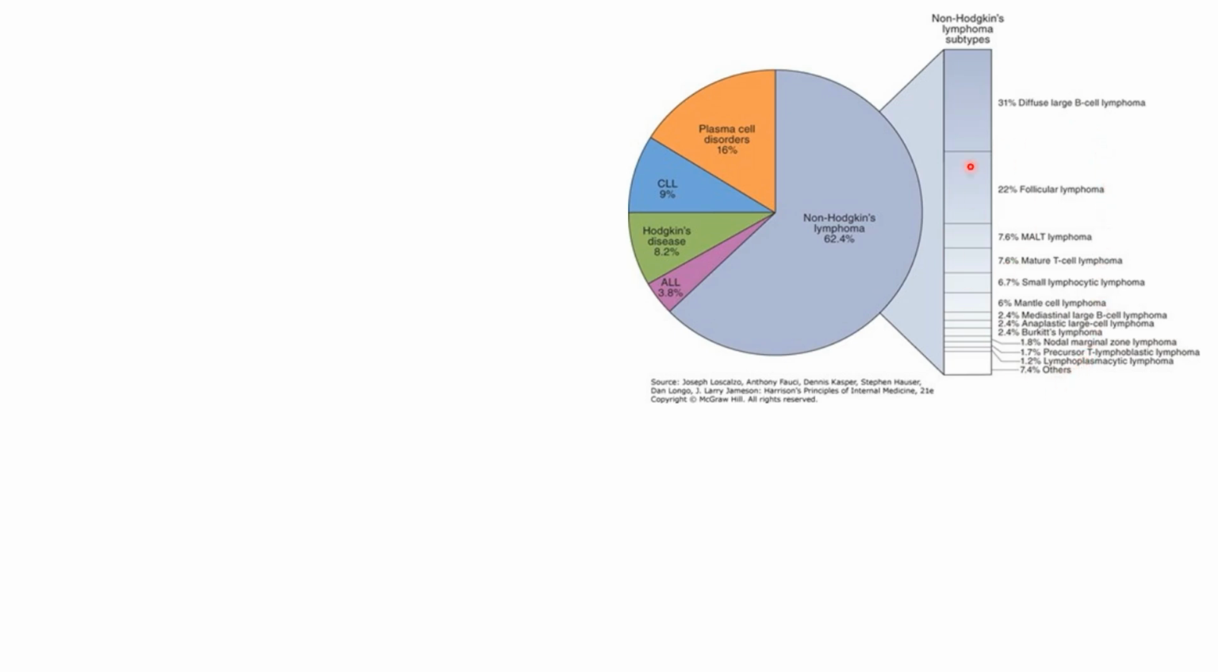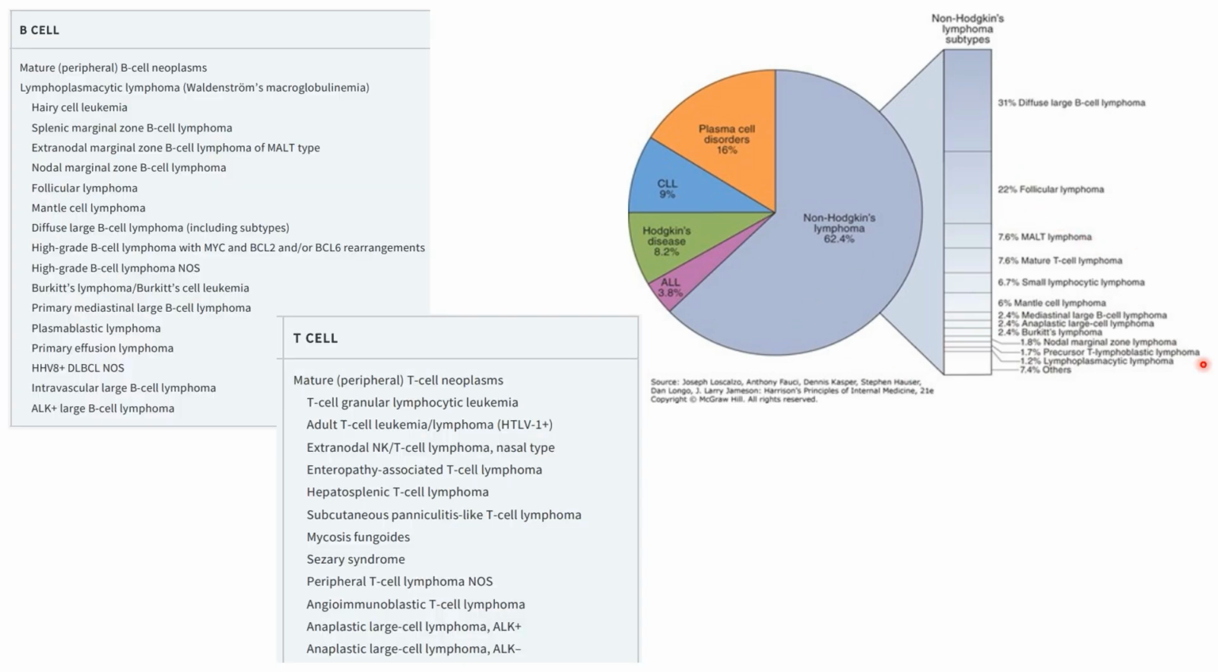And even within these, there are some more. For example, diffuse large B cell has maybe 15 subtypes within just there. So many, many different subtypes. And when we look at non-Hodgkin's lymphomas, one of the things we're always asking is the cell of origin. These are primarily going to be either B cell or T cell disorders.